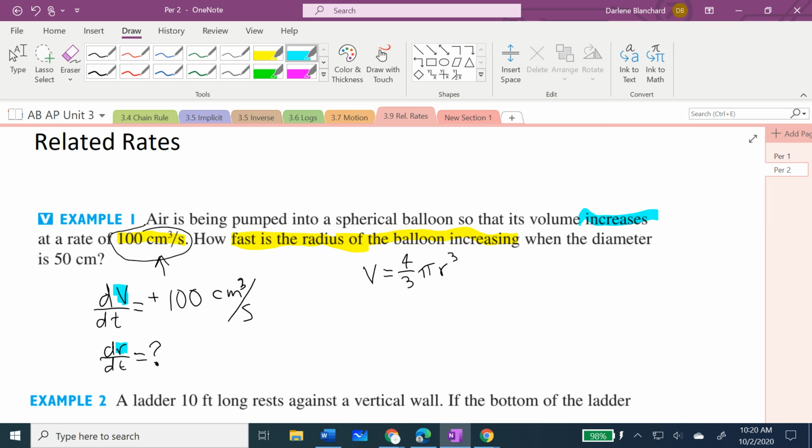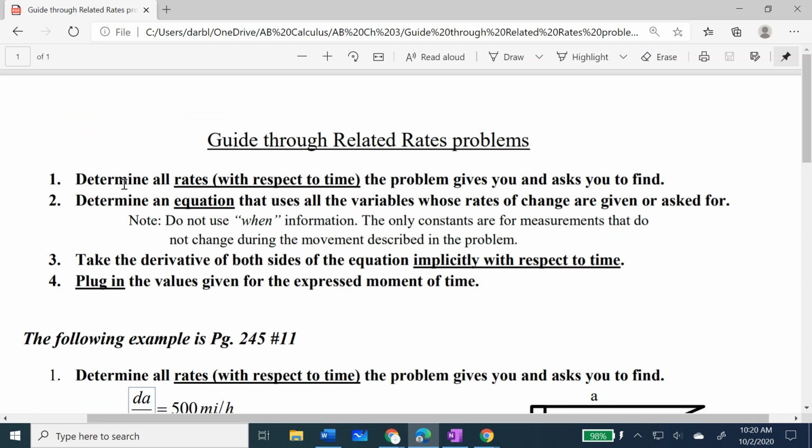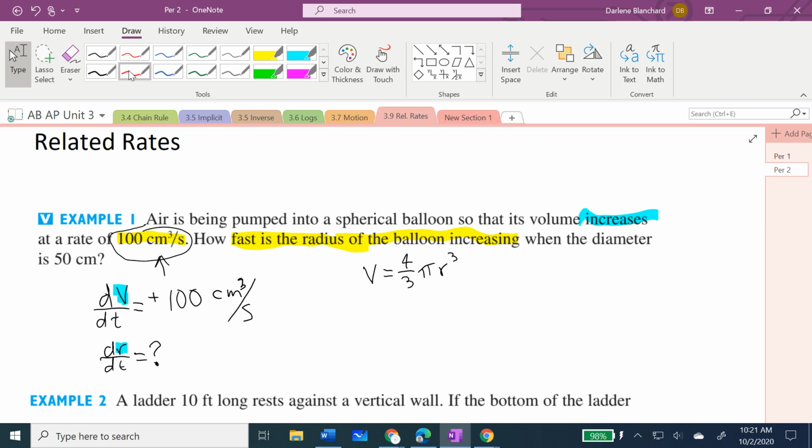So step 2 that I described, and I'm going to bring that back up. Step 1 was determine all the rates with respect to time that the problem gives you and asks you to find. I just did that. Now determine an equation that uses all the variables, but only those variables. Doesn't have extra. And I have a little note: don't use the "when" information. Do you see how it says "when the diameter is 50 centimeters"? That's what I call "when" information.